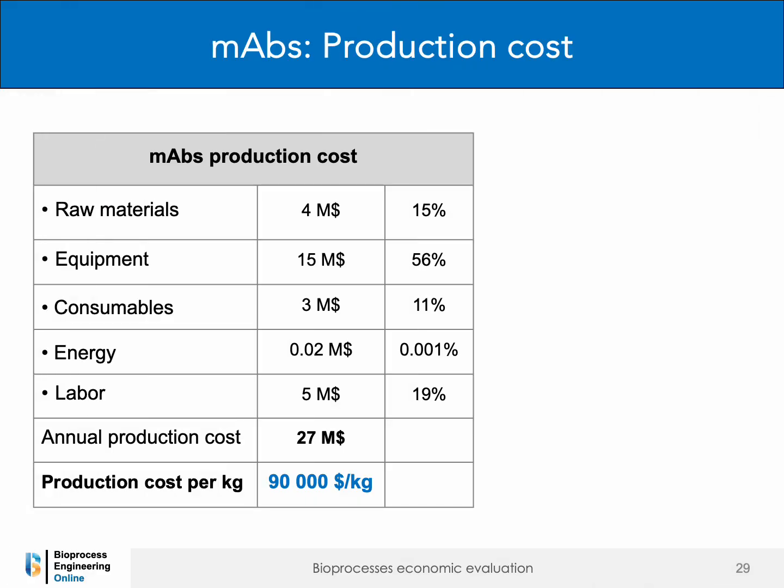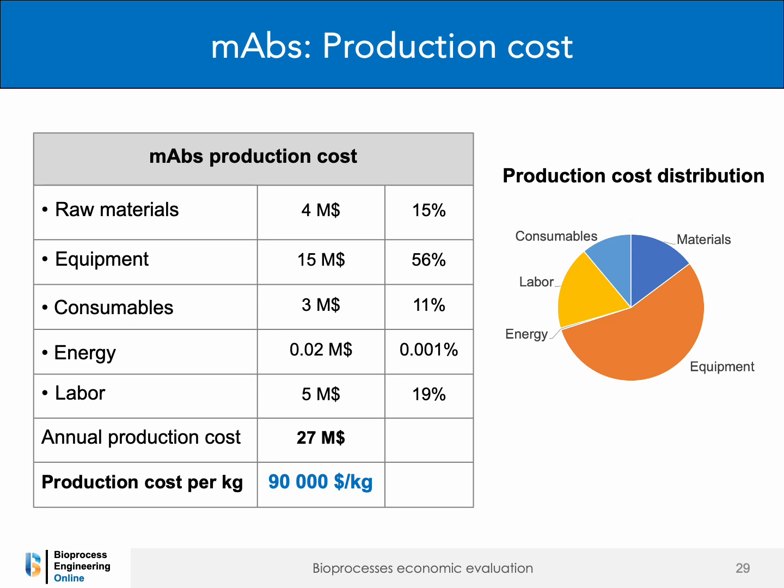For this antibodies production plant, the annual production cost is around $27 million, equivalent to approximately $90,000 per kilogram of antibodies. Analysis of the production cost indicates that 56% of the total cost is attributed to equipment utilization. Culture media account for approximately 15%, labor 19%, and consumables about 11%. Energy cost is negligible.